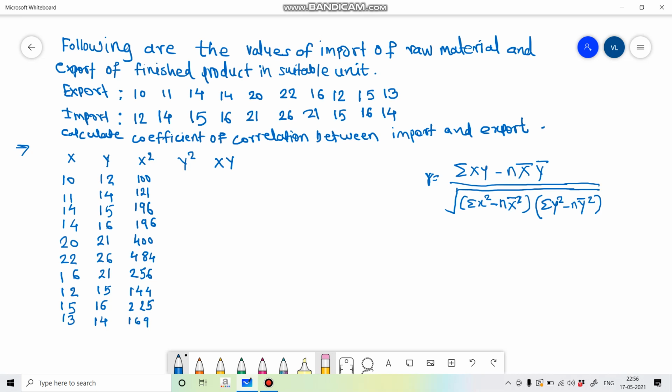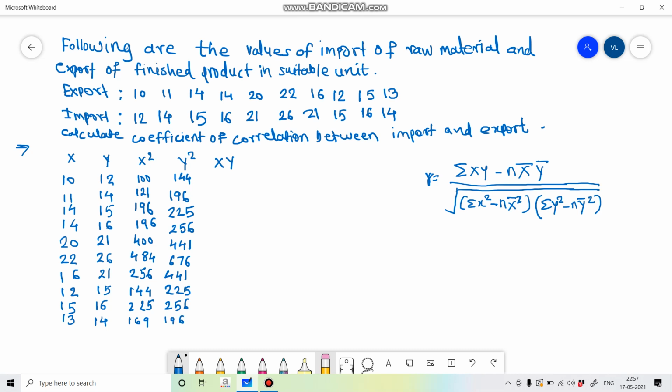Y square: 12 square is 144, 196, 225, 256, 441, 26 square is 676, again 441, meaning 21 square is 441, then 15 square is 225, then 256 and again here 196.